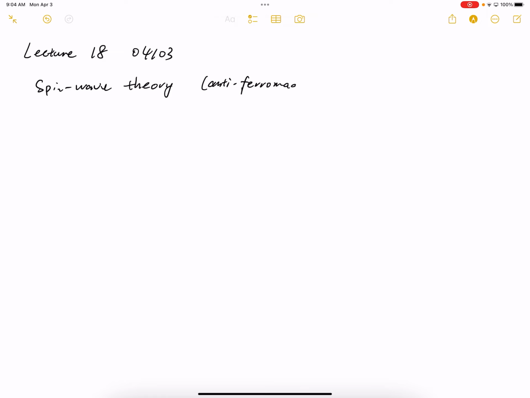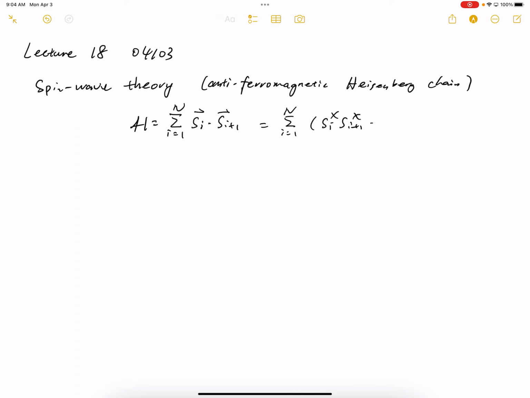We're trying to get analytical solutions of this Hamiltonian with a mapping to bosons, and also with an approximation called the spin wave approximation. We'll review those in just a second. So first, let's write the Hamiltonian down. The Hamiltonian is given by S_i dot S_{i+1}, the vector dot product of the spin angular momentum. You can also write it in component form: S_i^x S_{i+1}^x plus S_i^y S_{i+1}^y plus S_i^z S_{i+1}^z.